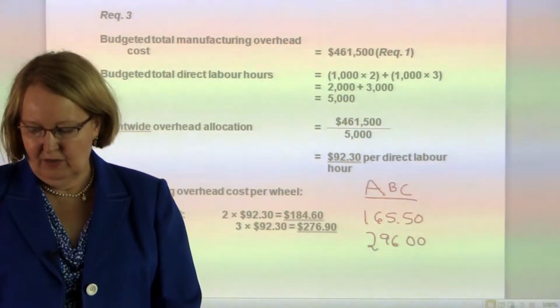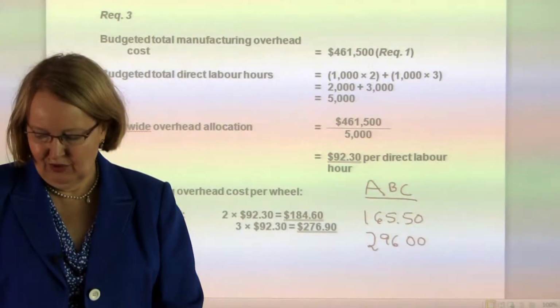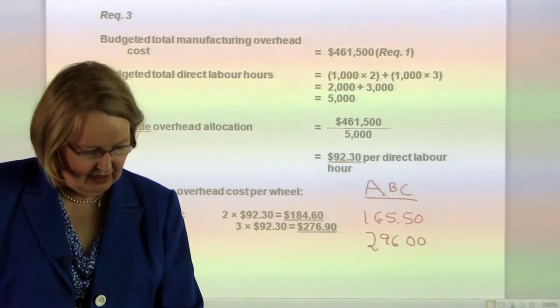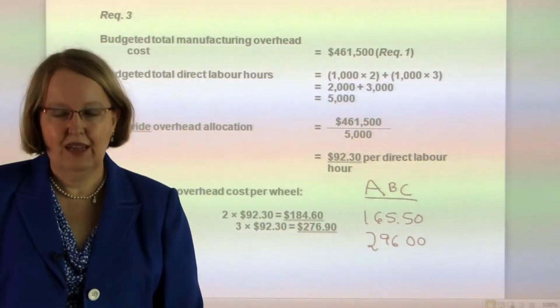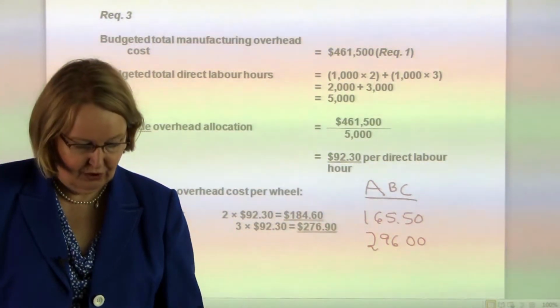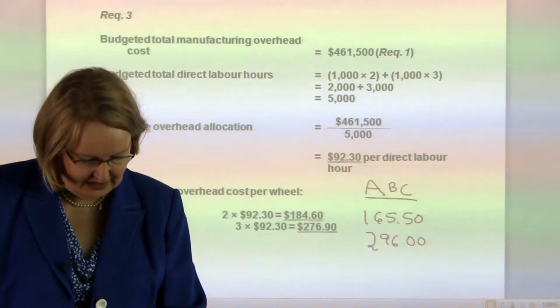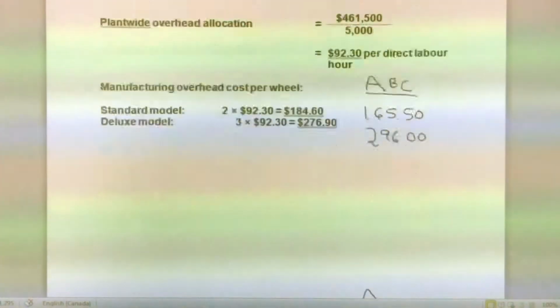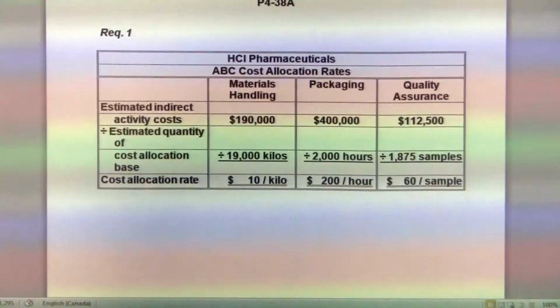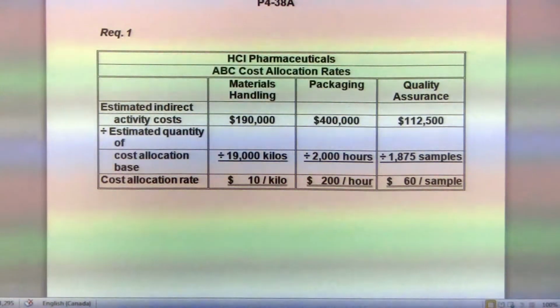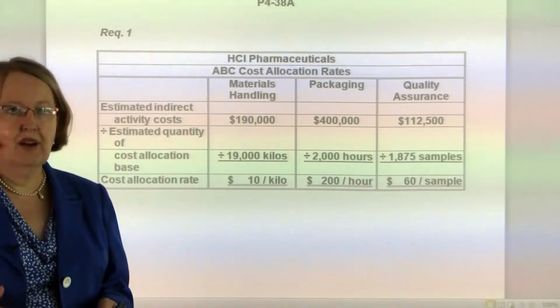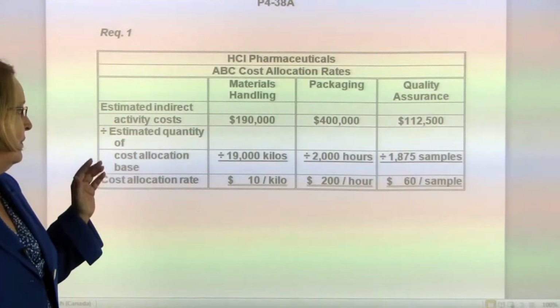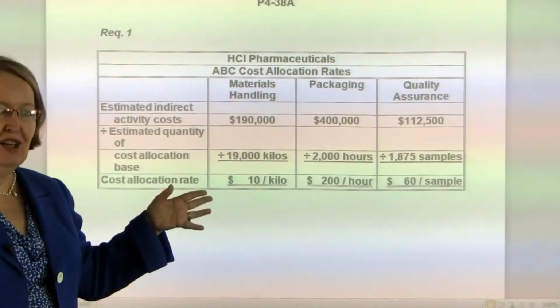So we're now going to start problem 4-38, and that's on pages 242 and 243 of your textbook. In this particular one, we are looking at a pharmaceutical company. Now this company, their overhead is comprised of three main activities: materials handling, packaging, and quality assurance.